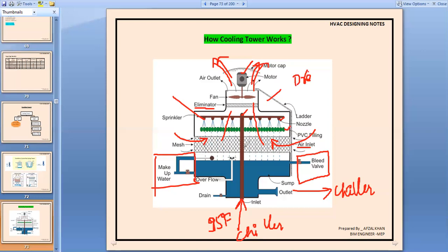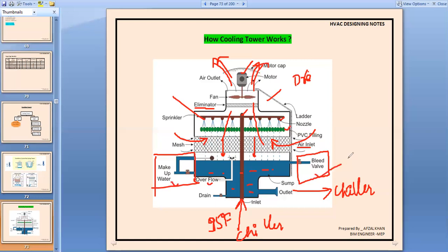Now when the water becomes cooled, it settles down in the sump. This is your sump, and in this sump you will find three things: one is your makeup water, one is your overflow, and one is a bleed valve.